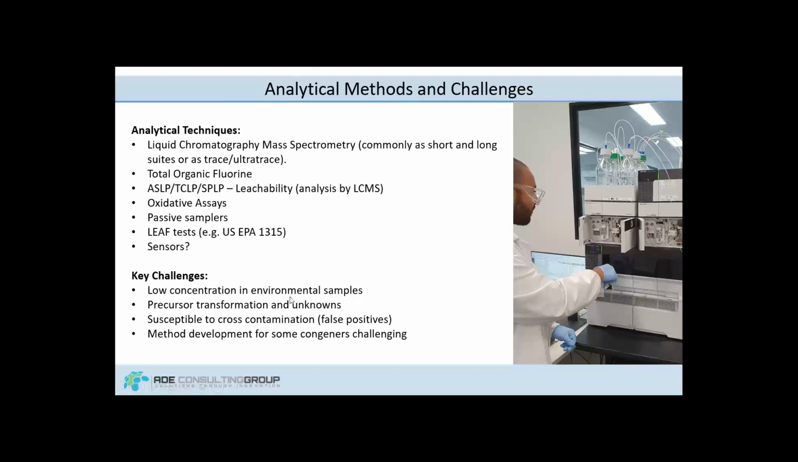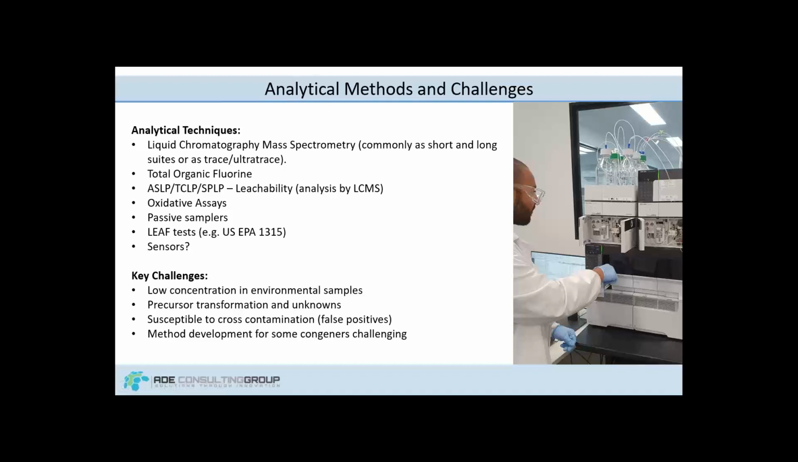There's a number of unknowns, including precursor transformation. So this can be compounds that we're not yet aware of, as well as compounds that we're not yet aware of transforming into ones that we are aware of. Because of the low concentrations, as well as PFAS being contained in a lot of the products we use in the lab, in essence, a lot of our tests are susceptible to cross-contamination, either in the field or in the lab or through our equipment, and this results in false positives.